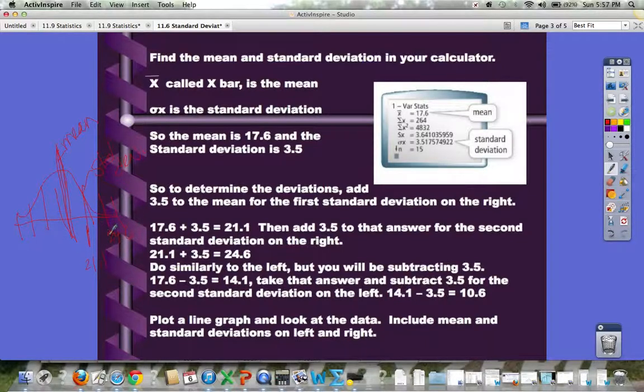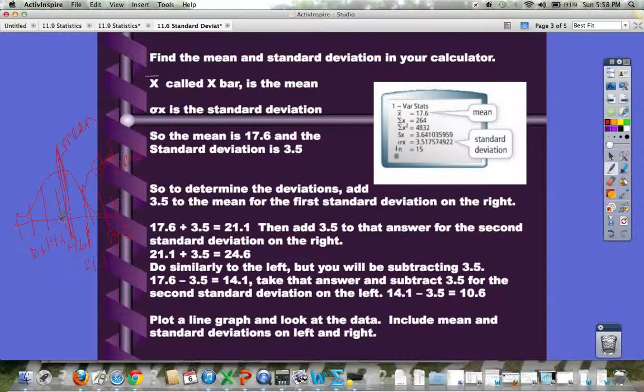You'll do the same thing with the left, except you're going to subtract. So you'll take 17.6, which is our mean, and subtract 3.5, and that'll give you 14.1. Then if you subtract another 3.5 from that, you will get 10.6. And to do the third deviation, you'll do the same thing. So that's the standard deviations to the right and to the left.